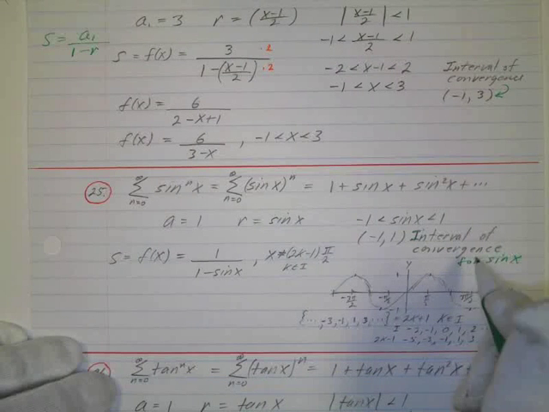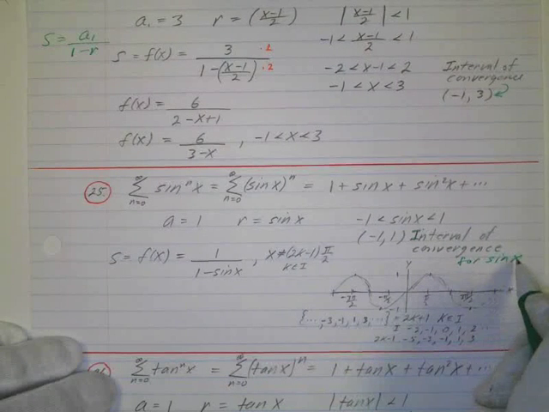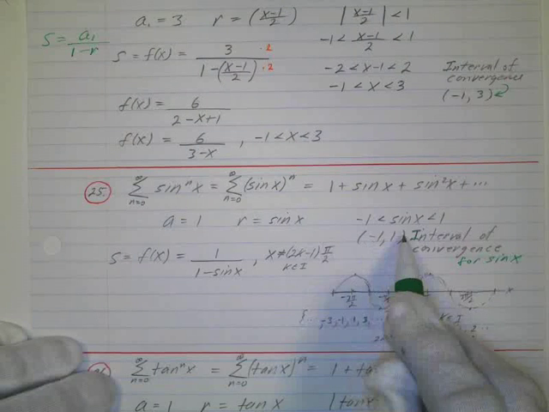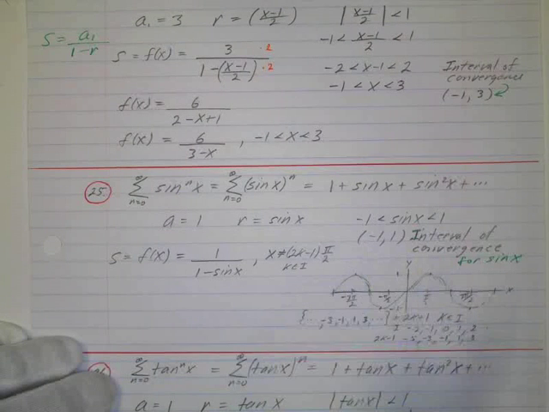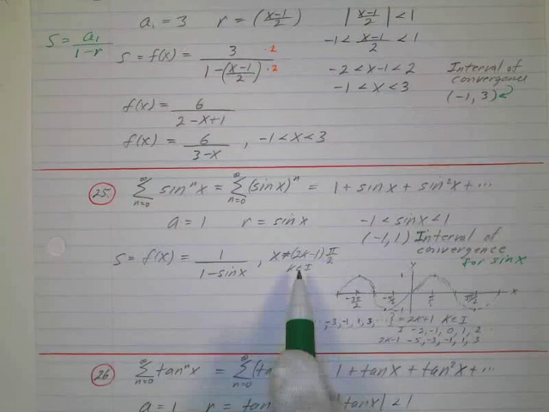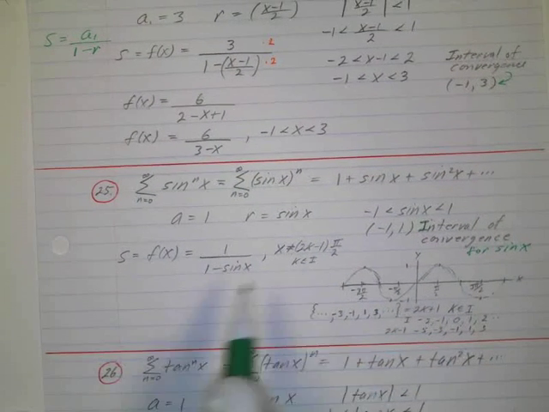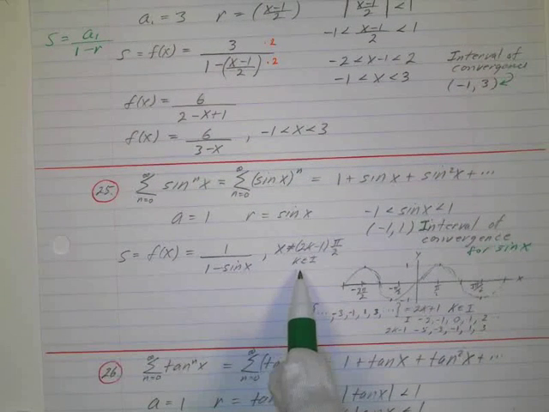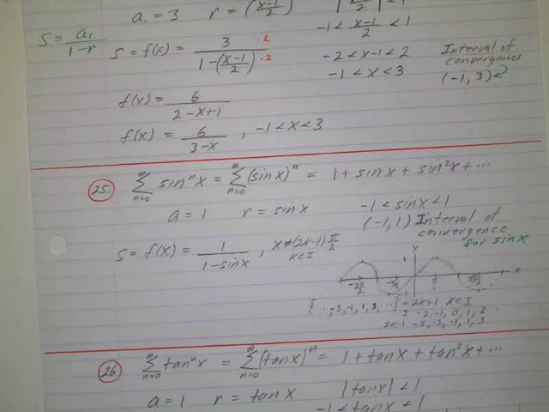Okay, this is the interval of convergence for the sine of x. But we want x, so we have some issues there. So the interval of convergence for the sine of x would be in here. What makes the sine of x in this interval? All values of x except for these. So these are actually the values of x for which it converges.